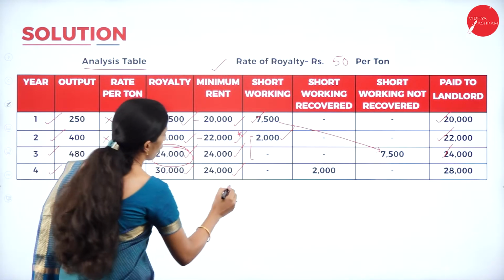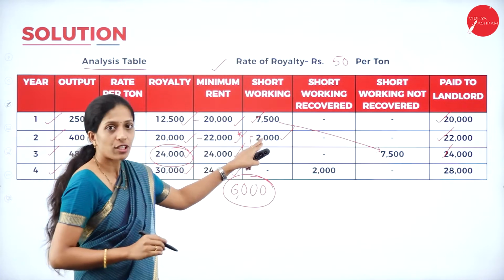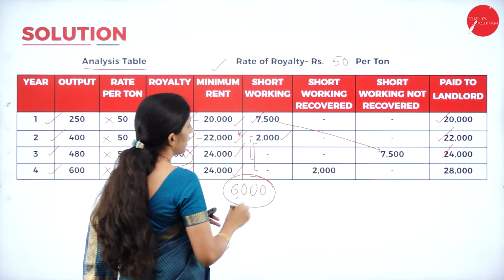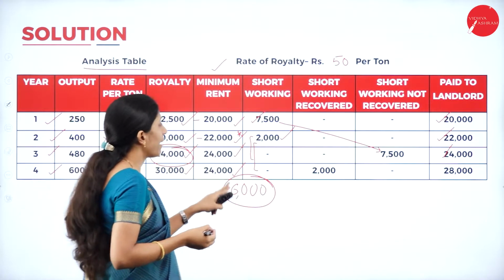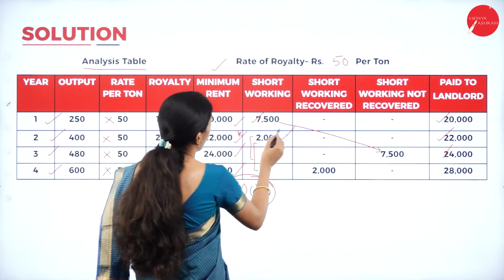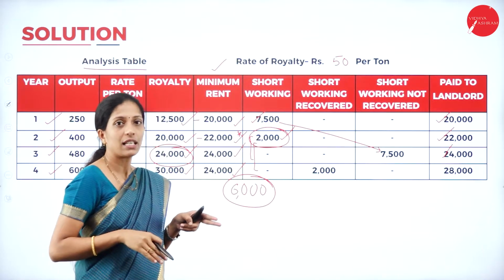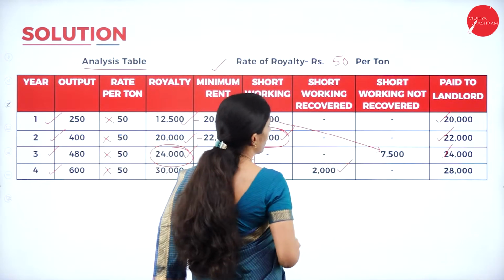So there is an excess of how much? 6,000 rupees there is an excess. But you have a short workings. Now this 2,000 can be recovered in next 2 years. In the sense, this is the last year to recover the short workings. So you have excess of 6,000, so whole this 2,000 can be recovered very easily. So short workings recovered is 2,000.